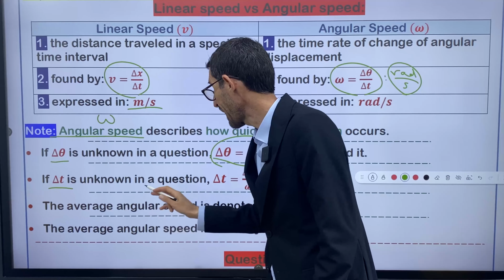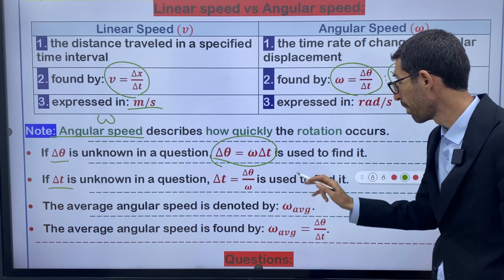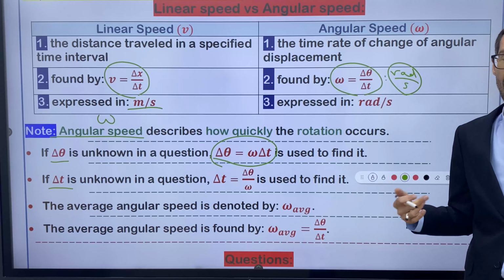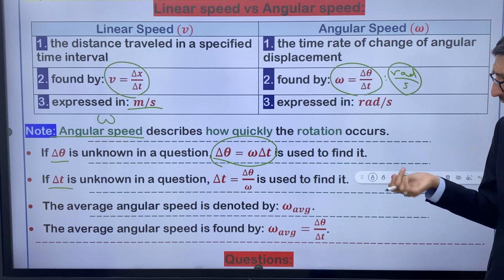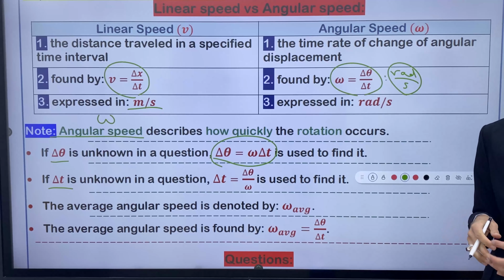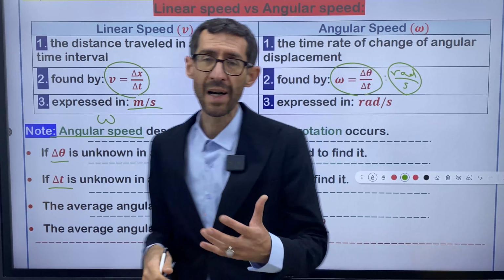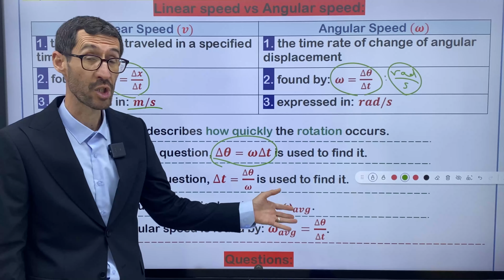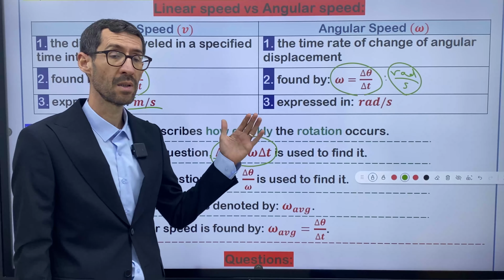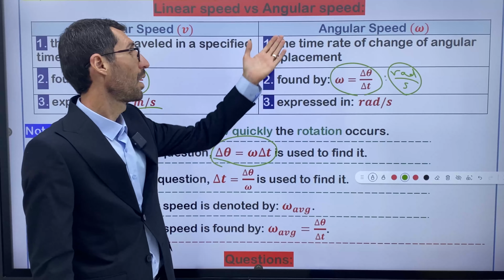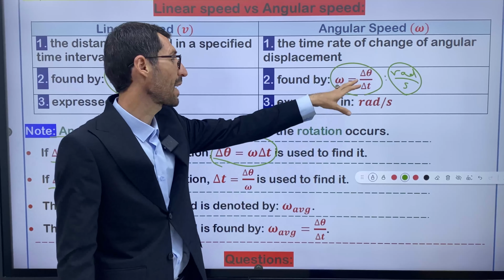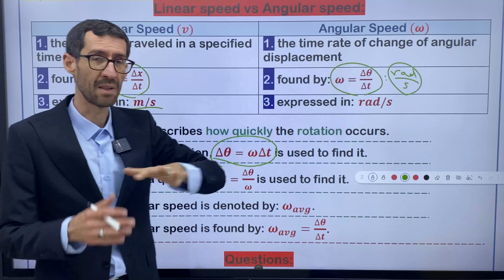The average angular speed is defined by omega average. Sometimes in questions we are asked to find the average angular speed. Actually, it has the same rule as angular speed.